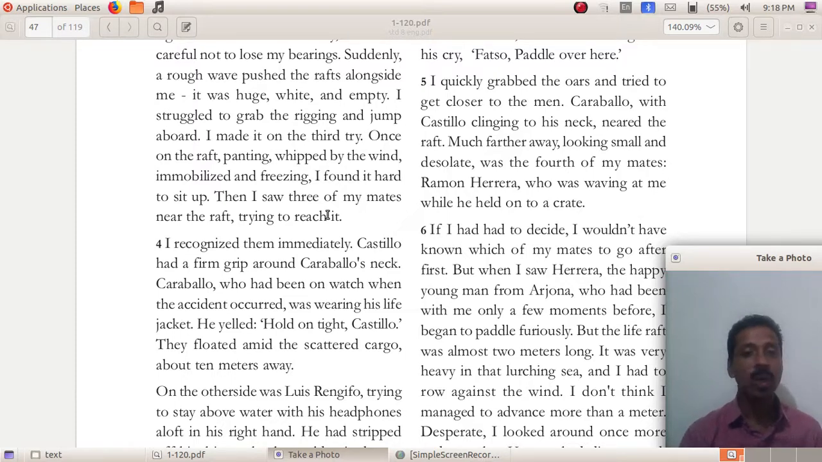Carabello, who had been on watch when the accident occurred, was wearing his life jacket. So why was Castillo holding on Carabello? Because Carabello was wearing life jacket. He yelled, "Hold on tight, Castillo." They floated amid the scattered cargo about 10 meters away. So what did Carabello shout to, yell to Castillo?